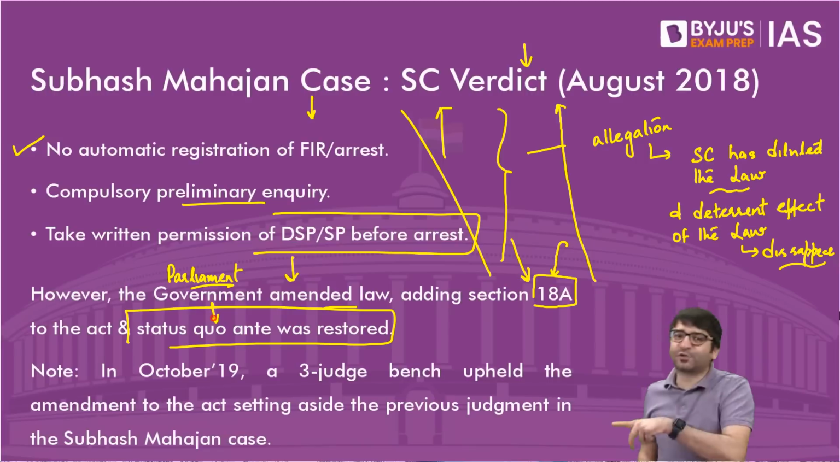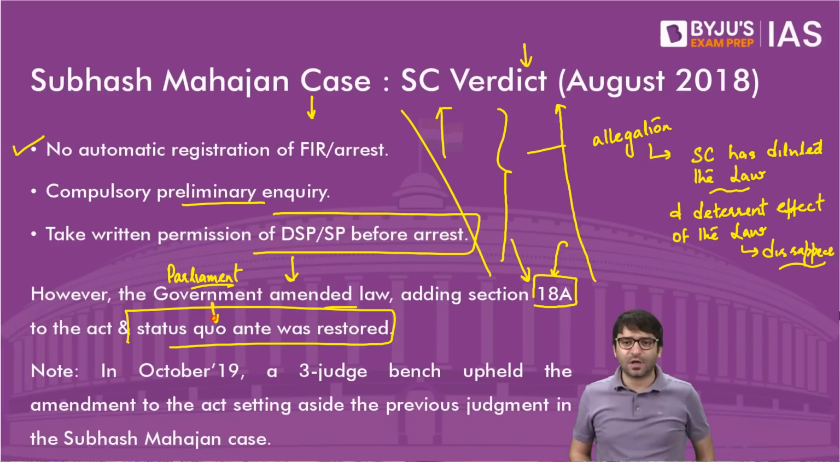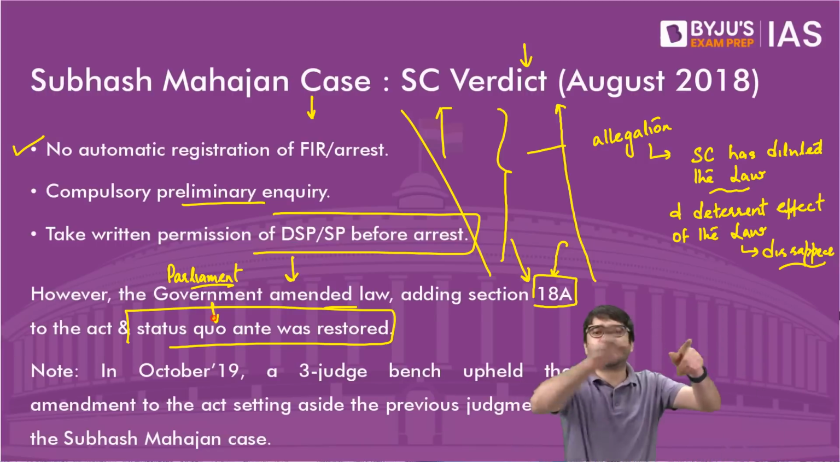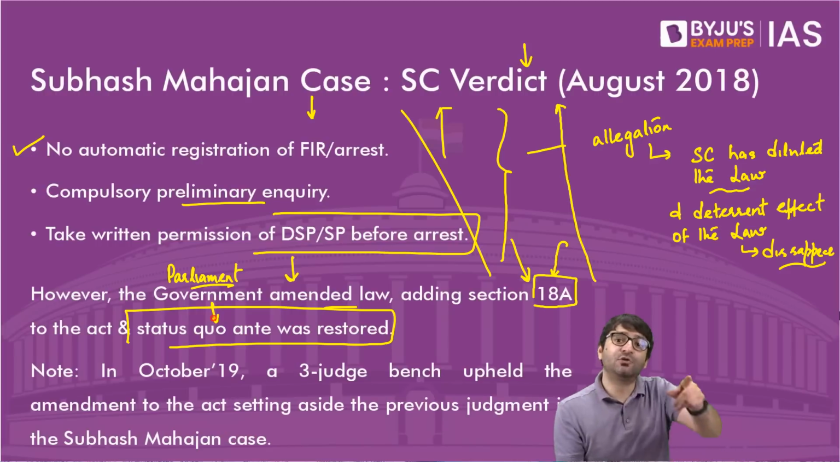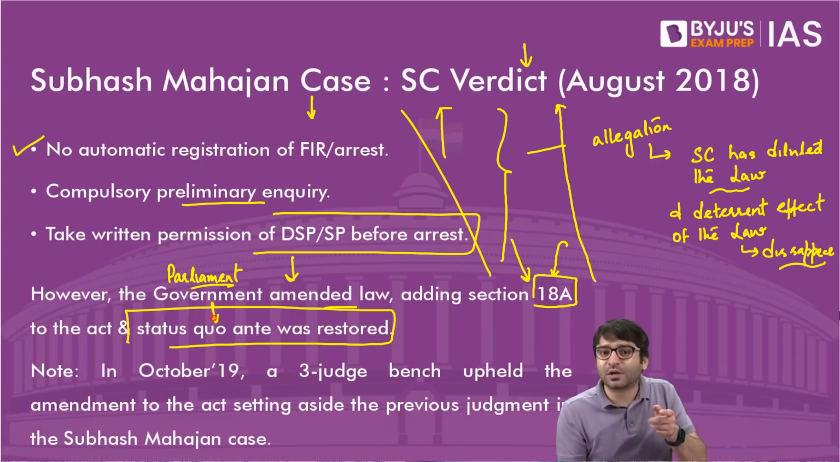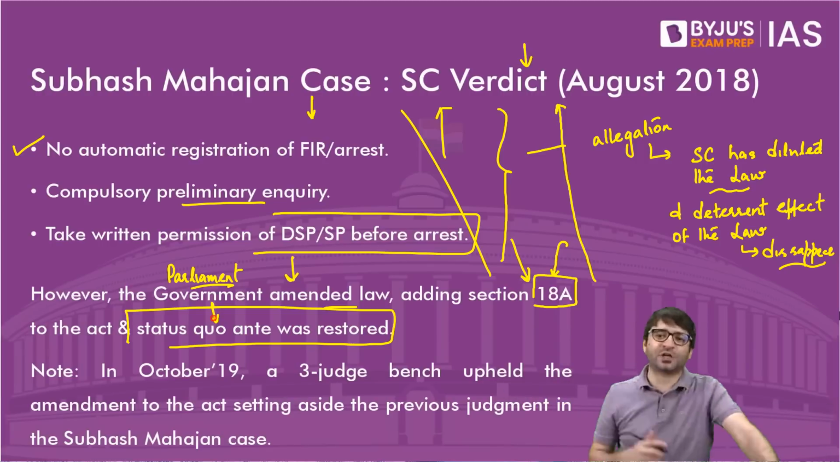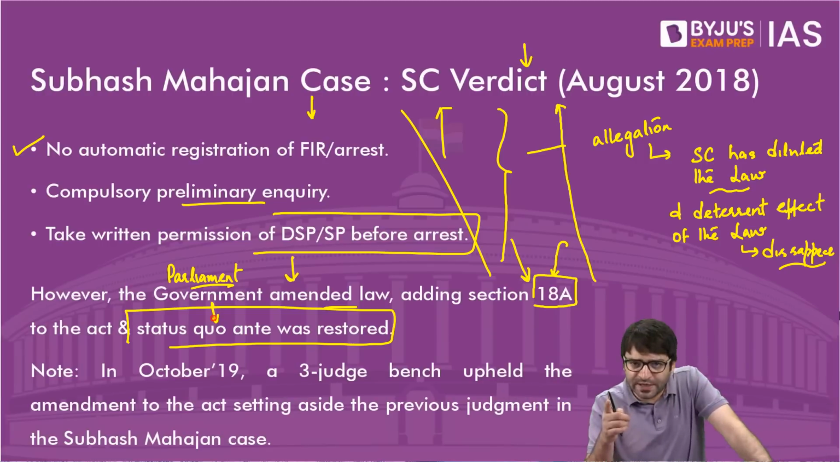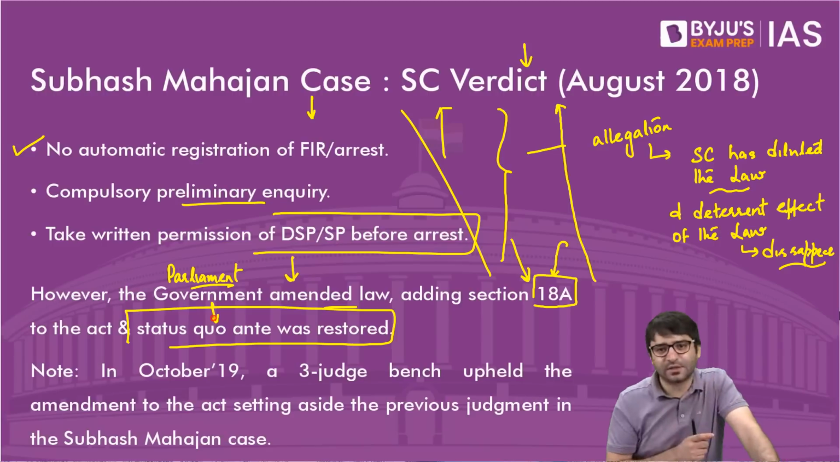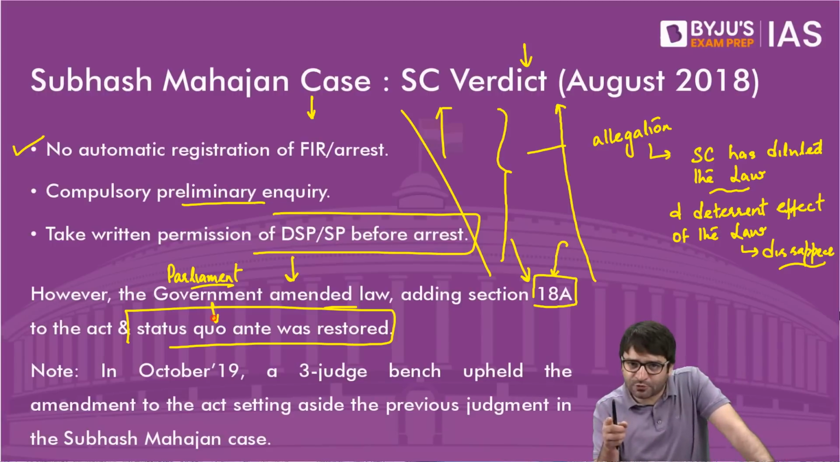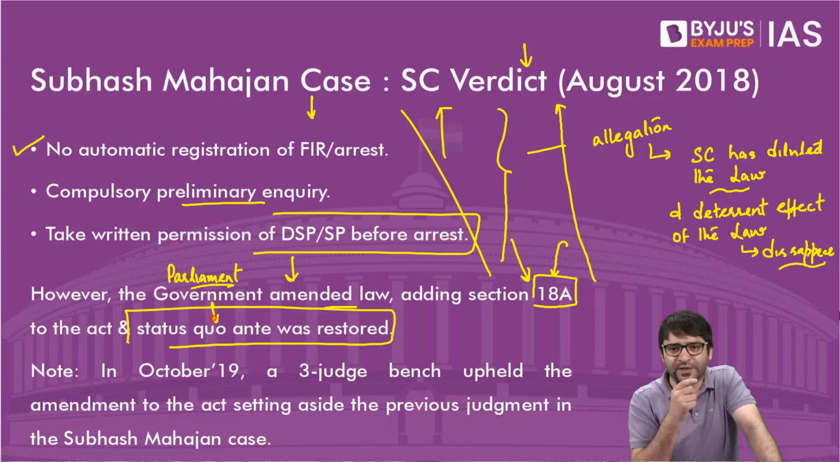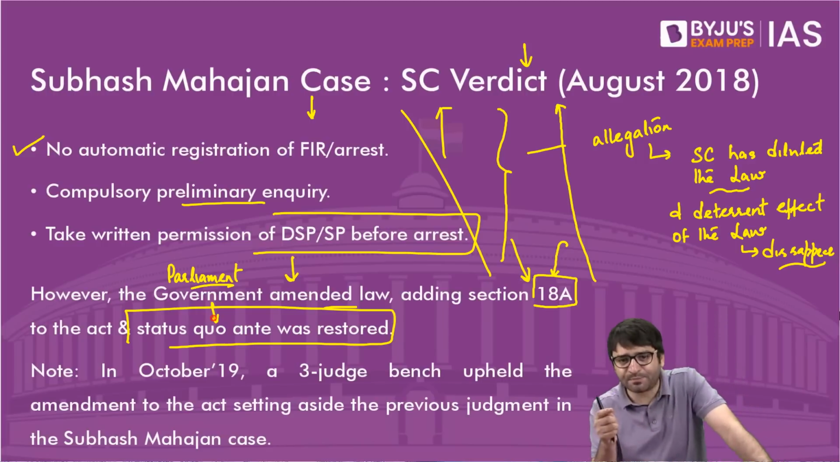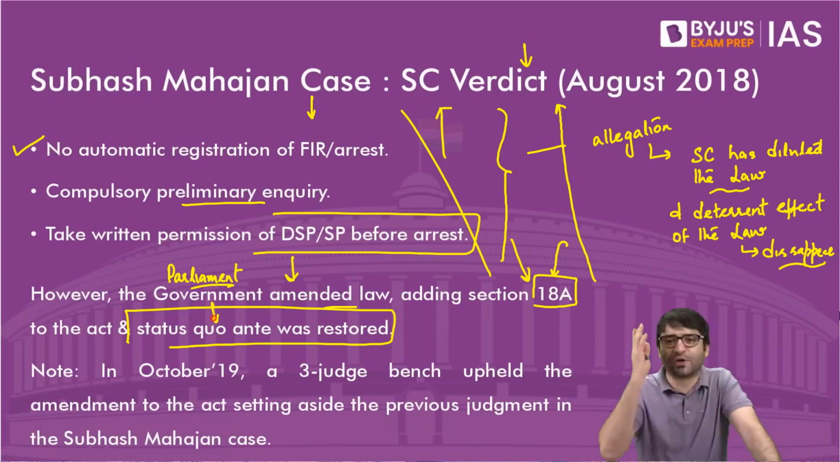Even this amendment was challenged before the court. The court was told, my lord, look what has happened. Sir, you gave a judgment in Subhash Mahajan case. You know what the parliament has done? Parliament has nullified your judgment. You said no immediate arrest. They are saying immediate arrest. You are saying need for a preliminary inquiry. They are saying no need of a preliminary inquiry. You are saying take the permission of the DSP or the SP before making the arrest. They are saying no such requirement is required.